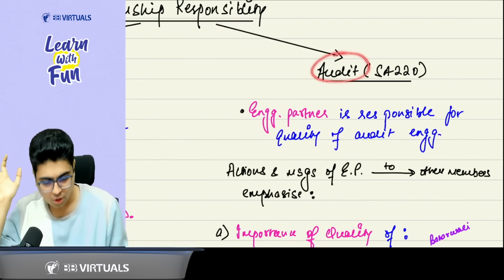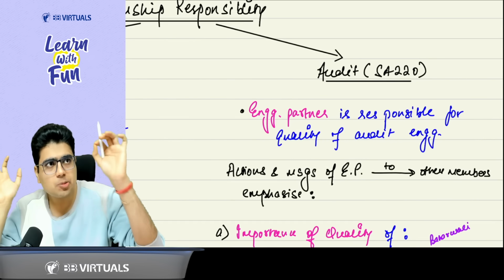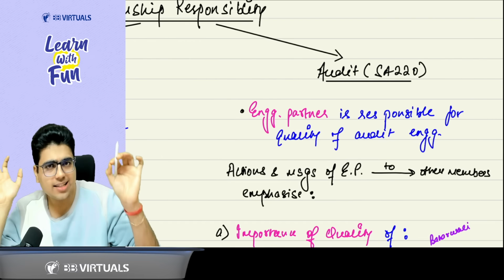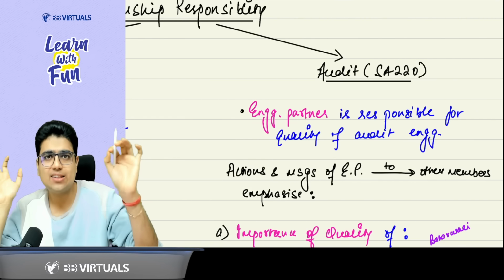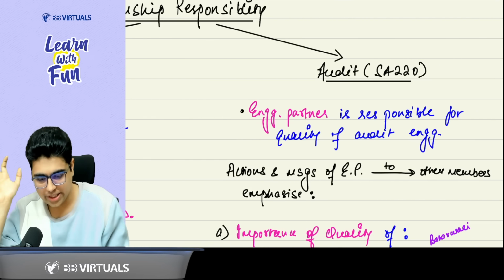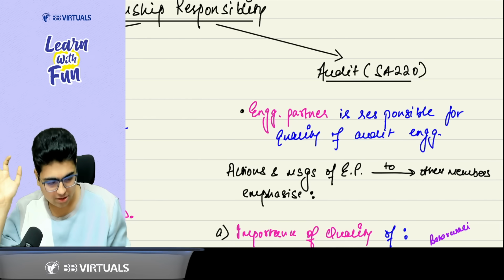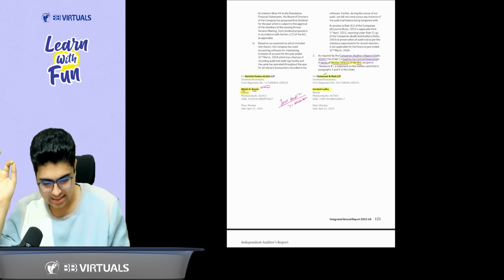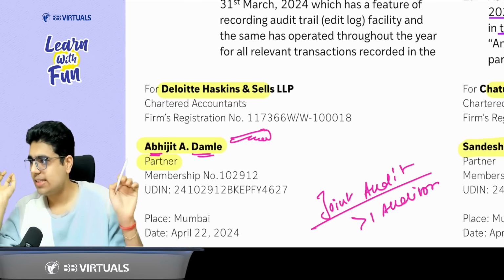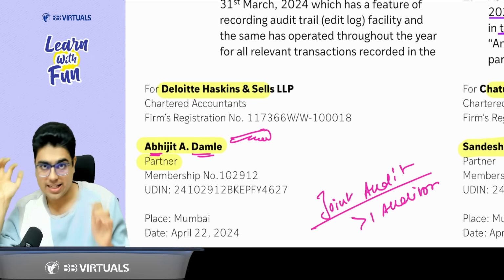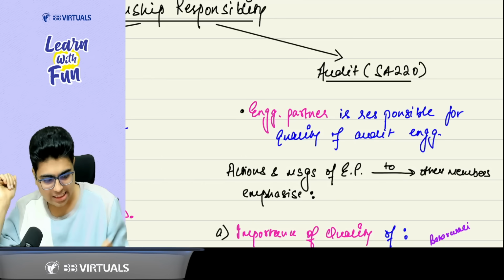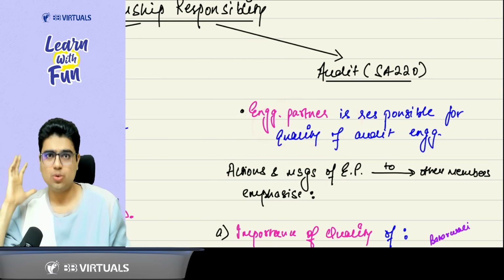Now let's focus on audit. Who will be responsible for audit quality? Sir, the person who signs the report. The person who signs the audit report will be responsible for audit quality. So if I see the report of Reliance, you can see Abhijit A. Damle is the partner. That is the engagement partner. So can I say the engagement partner is responsible for audit quality?